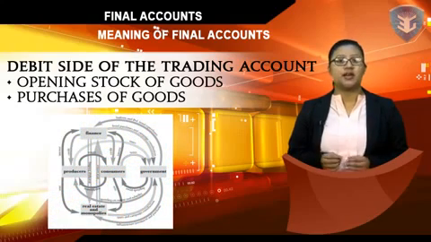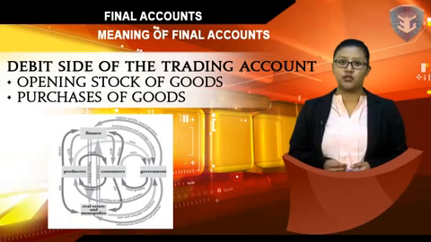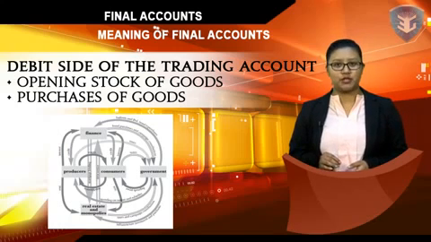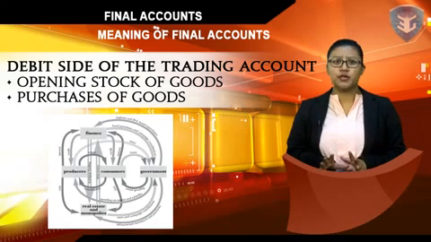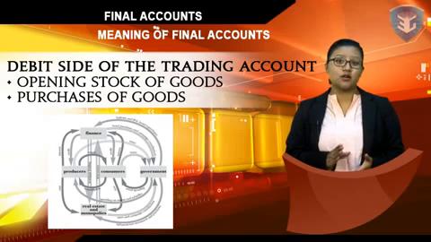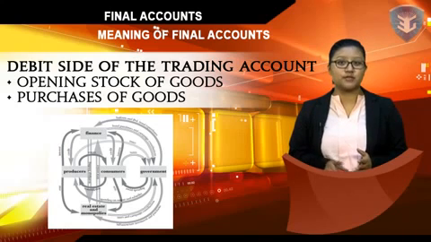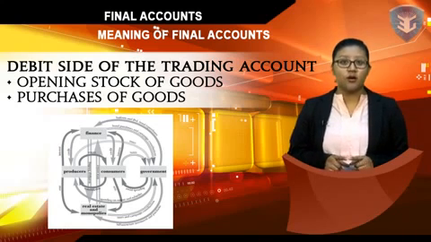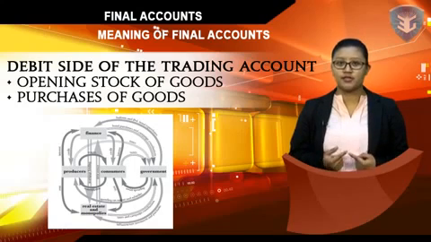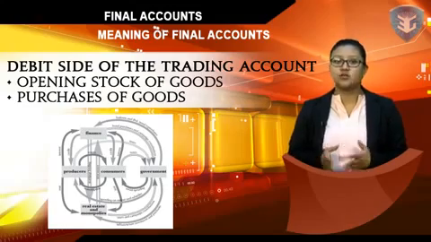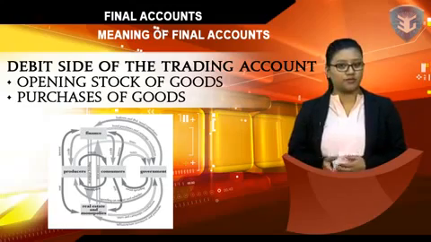Purchases of goods. This includes only purchases of goods which are meant for resale. It includes both cash and credit purchases. Usually, the total purchases of goods are recorded in the inner column of the trading account. The purchase returns, that is, goods returned by the trader to the supplier owing to dissatisfaction, are deducted from the total purchases, and net purchases are then extended to the outer column of the trading account.